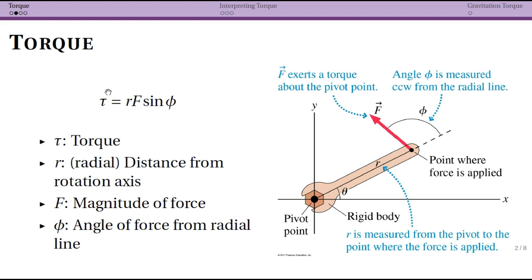One note, for torque we use this Greek letter tau, lowercase tau, which kind of looks like a T missing its head. You do typically want to make sure that this doesn't look just like T, since T is for time.